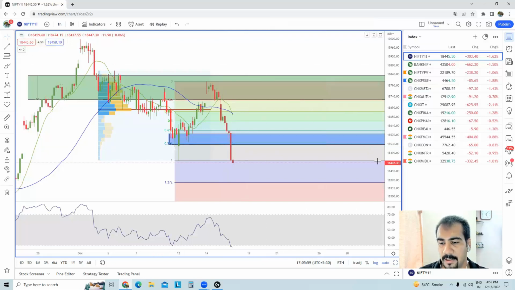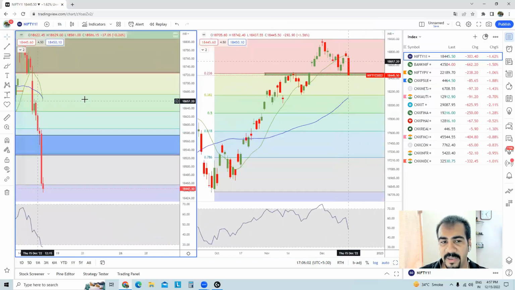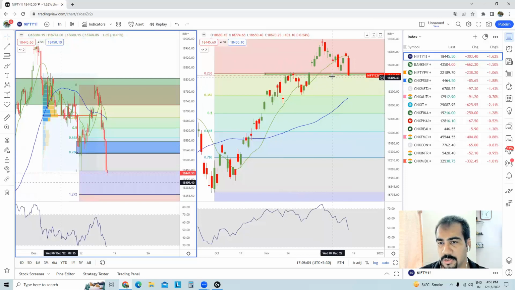Now, coming back to the daily charts, if we manage to close below 18,450, mind that, guys, if we manage to close below 18,450 by at least 50 points or probably more than that, and the next day a follow through sell-off should happen.